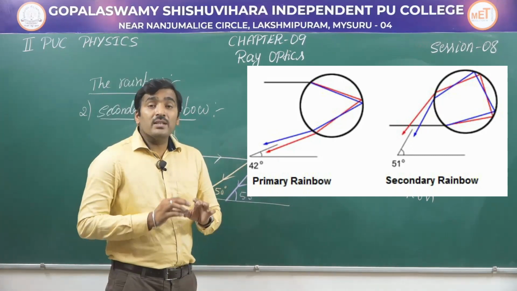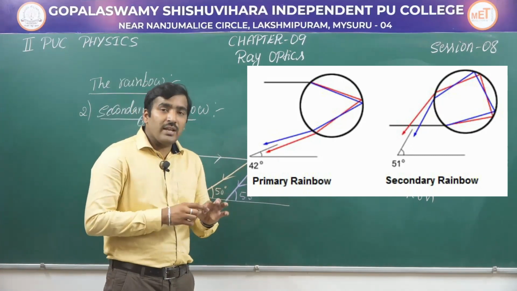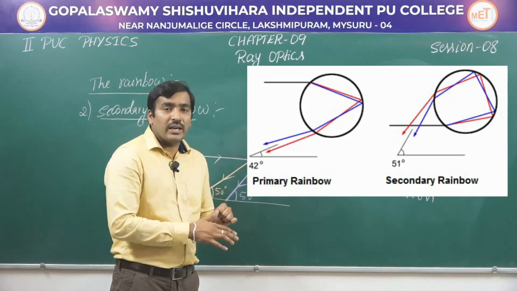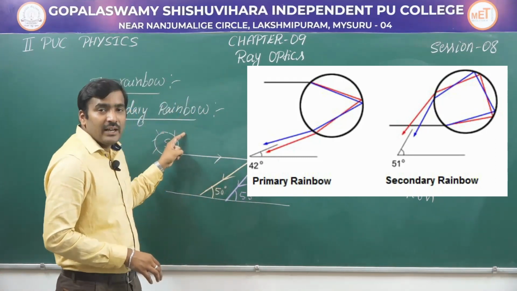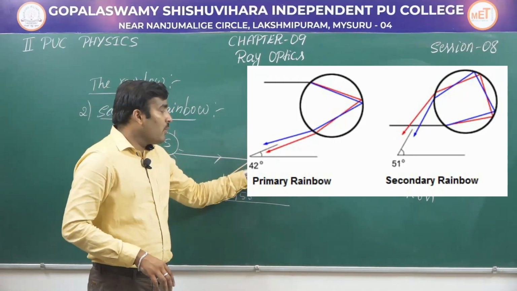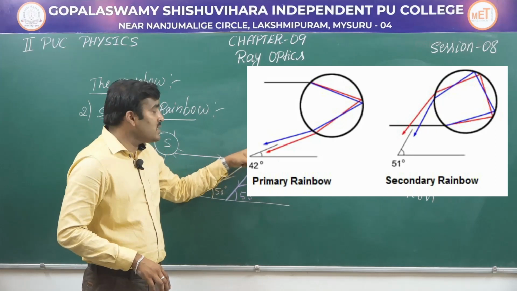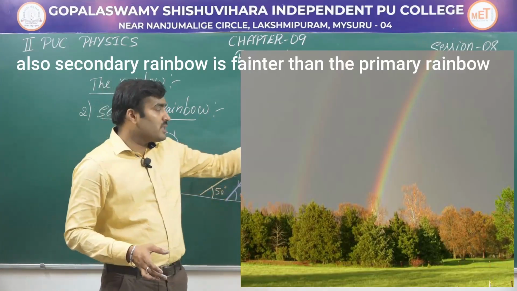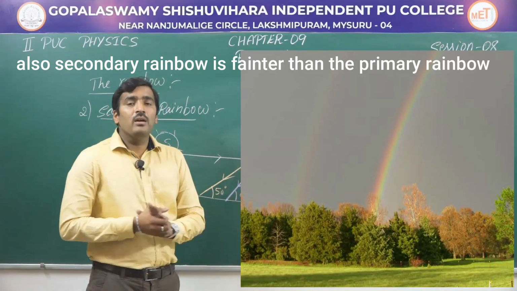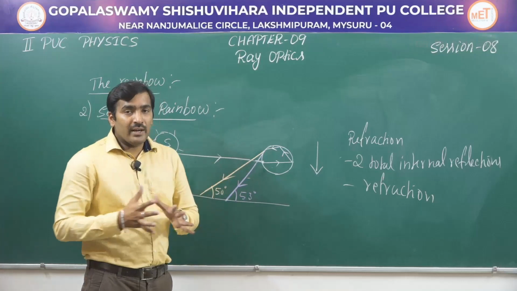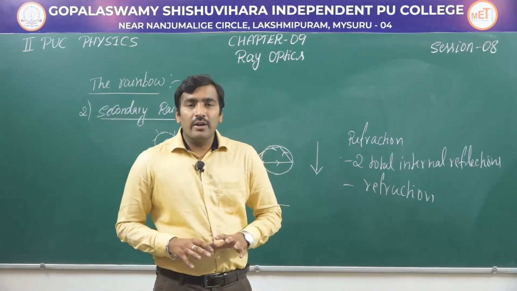A primary rainbow is a 3-step process where refraction takes place, then a total internal reflection, and finally a refraction again. And in the case of a secondary rainbow, it is a 4-step process. First a refraction followed by 2 total internal reflections, and while coming out of this, it is a refraction. So it's a 4-step process. Fine. So those are the basic differences between primary rainbow and a secondary rainbow. Now we'll move on to the next concept.